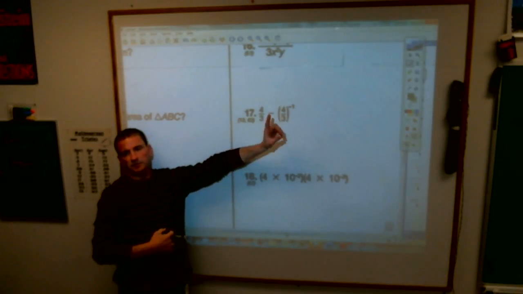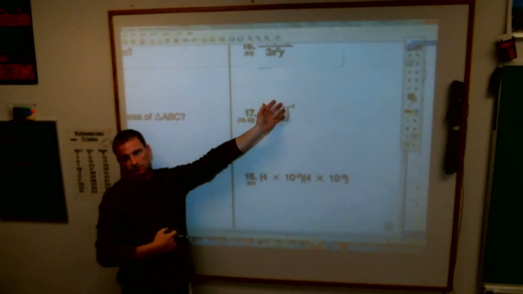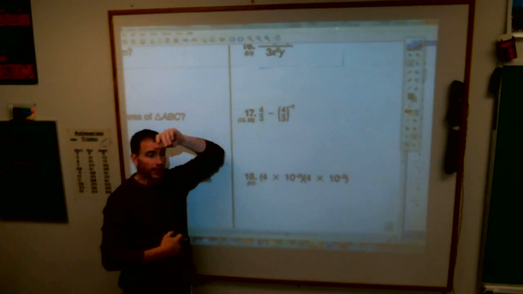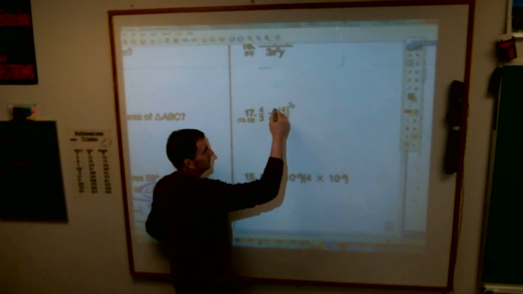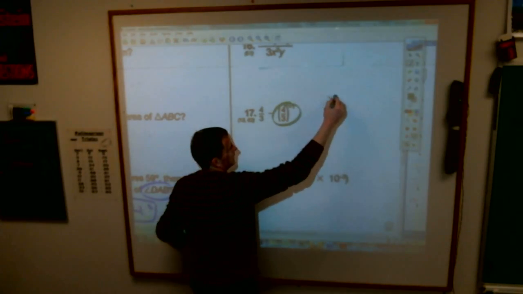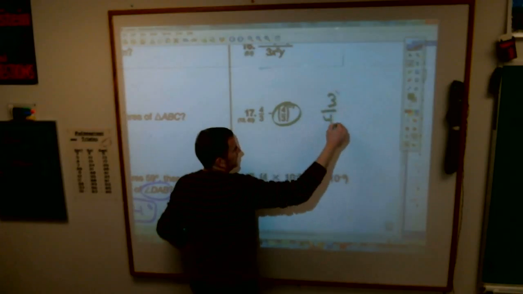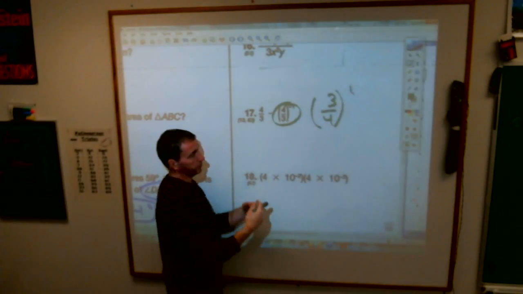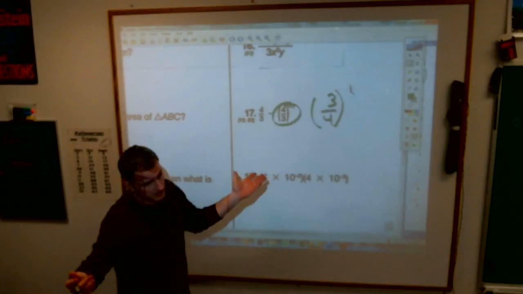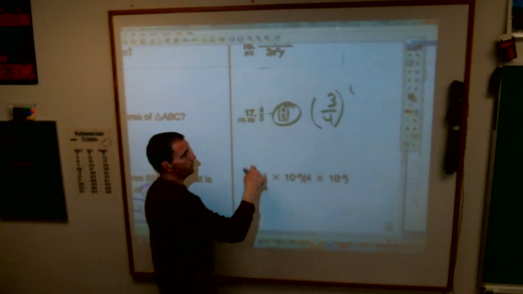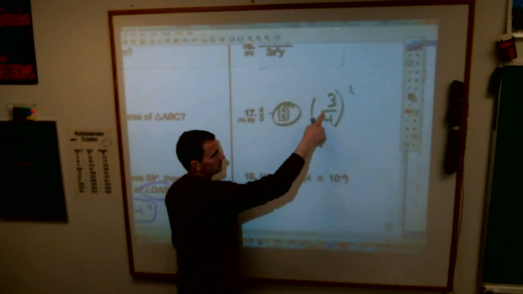How do I get this to be a positive 1 exponent? Grace? Yeah, all you have to do is flip the fraction. You just take this and flip it over and make it 3/4, and that makes it to the positive first power, which is the same as just 3/4. Anything to the 1 power is itself. So now you have 4/3 minus 3/4.